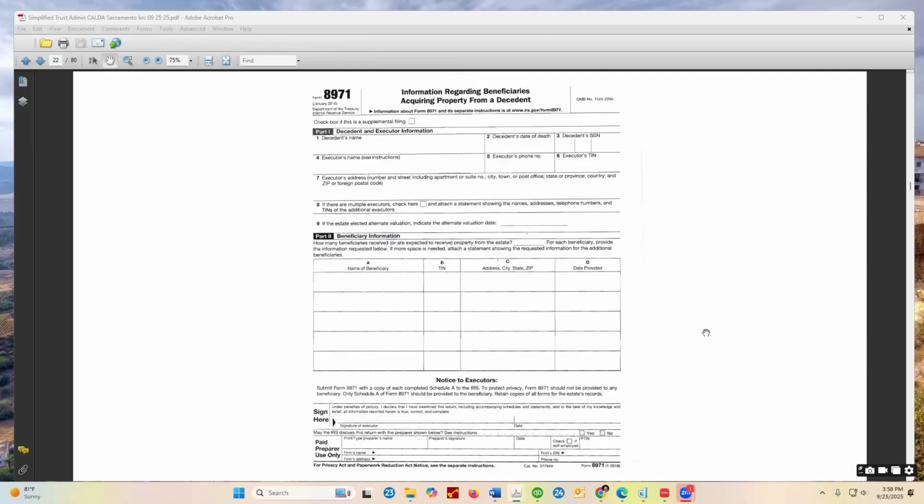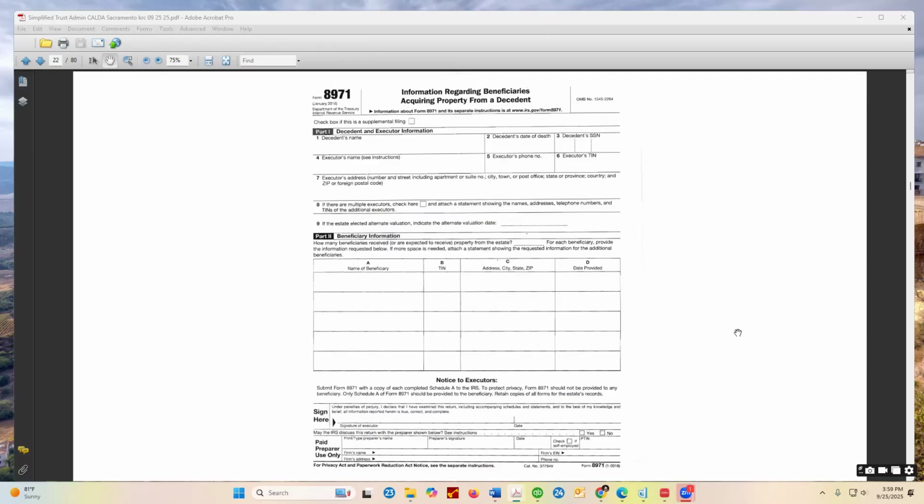Some people will take a little more risky route and use Zillow or Redfin or Realtor.com and come up with a value of the property as of the date of death on their own. Sometimes that's appropriate. Just depends on the circumstances.